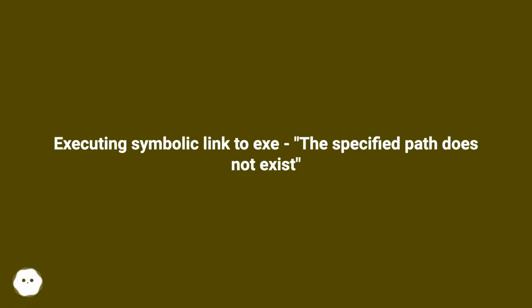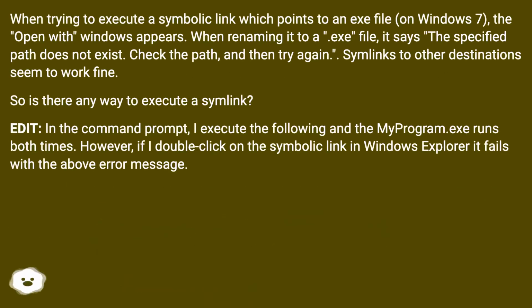Executing symbolic link to exe. The specified path does not exist. When trying to execute a symbolic link which points to an exe file on Windows 7, the Open with Windows dialog appears. When renaming it to a .exe file, it says the specified path does not exist. Check the path and then try again.